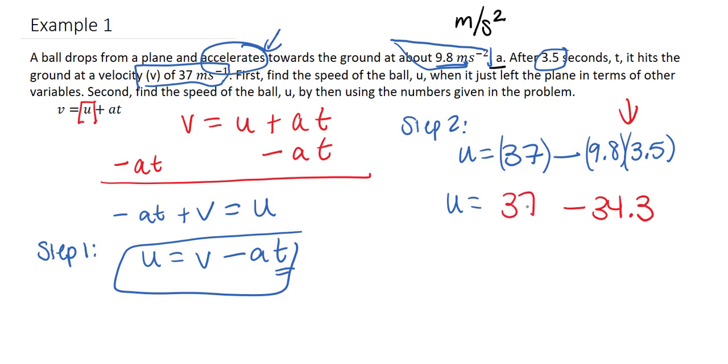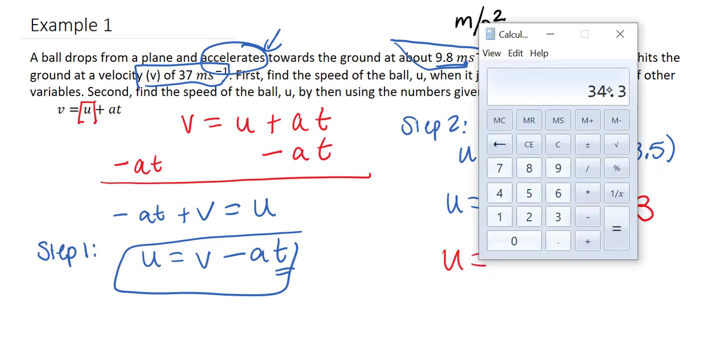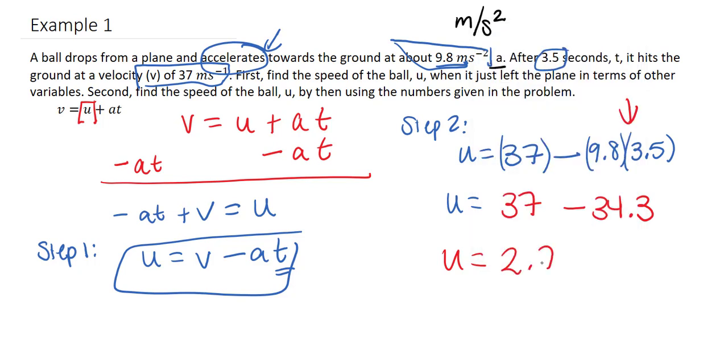Then we write 37 here. So now u is equal to 37 minus 34.3. Let's go 37 minus 34.3, and we get 2.7. And this is for velocity, so we can say meters per second.